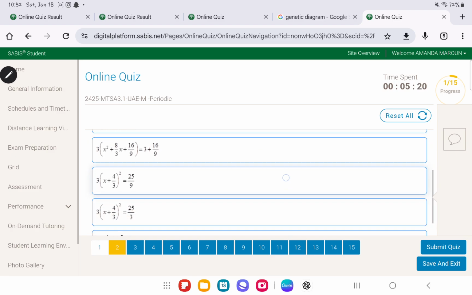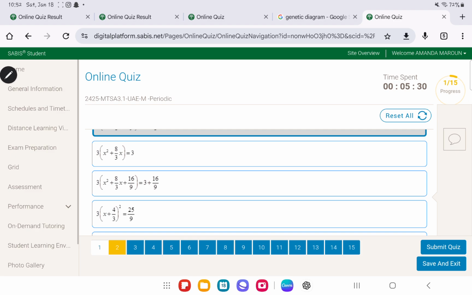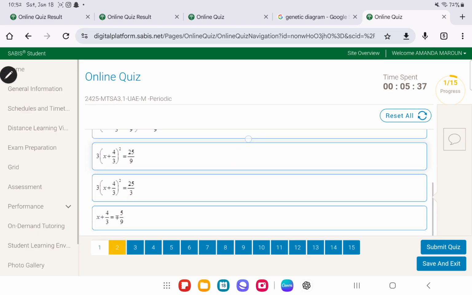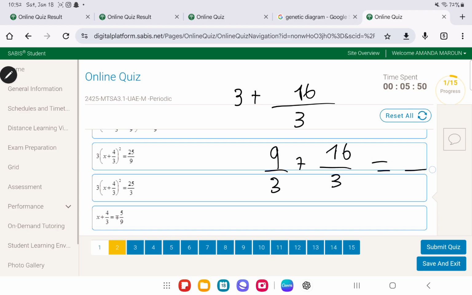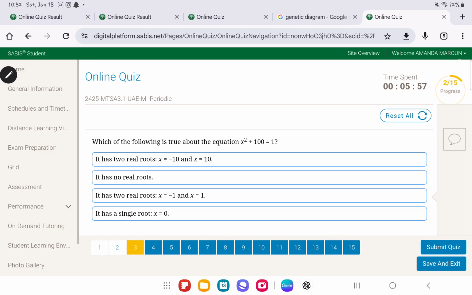Okay, then this one was also an option before we added the 16 over 9 to both sides. Now, an extra step they did was that they added the 3 and the 16 over 3 that we got in the other result. So 3 is 9 over 3. 9 over 3 plus 16 over 3 is equal to 25 over 3. So definitely this one over here is our answer.